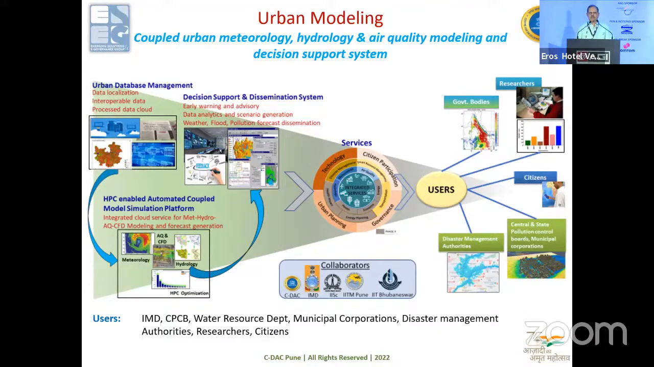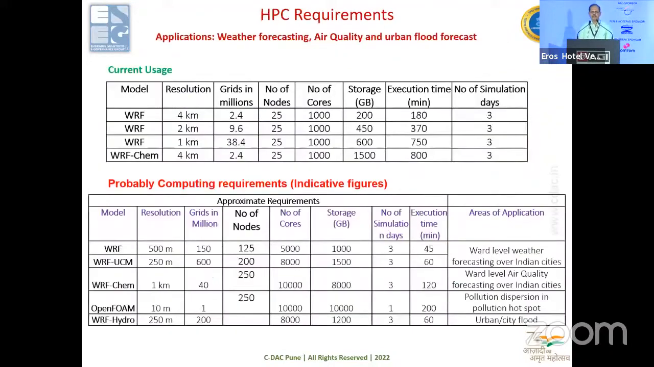And users are the various government organizations using this data. The point here is that this kind of project requires high computing resources. If you see right now, the WRF weather model, if we go for 1 kilometer resolution on 25 nodes, it takes around 750 minutes. But to process data very efficiently and in a very fast manner, so that it can be utilized, at least on a near real-time basis, we require a lot of resources.